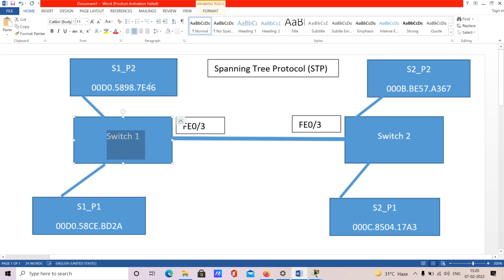In switch 1, I have connected two machines, P1 and P2, and respectively these are the MAC addresses of the machines. Same in switch 2, two machines, P2 and P1. These are the MAC addresses of the respective machines.